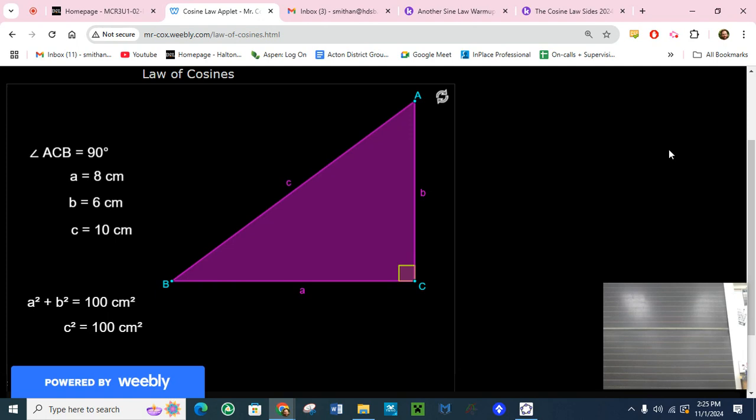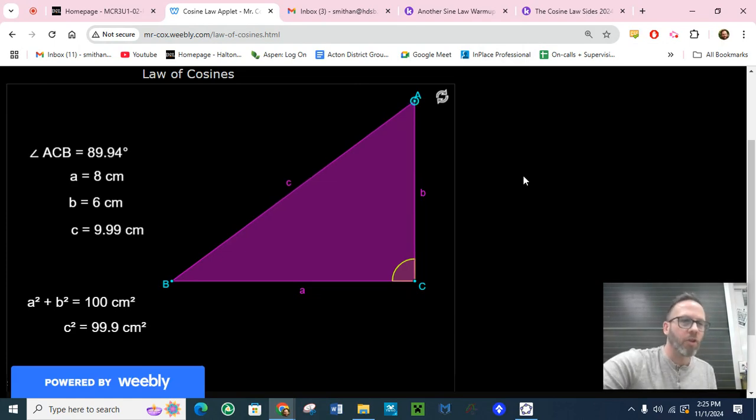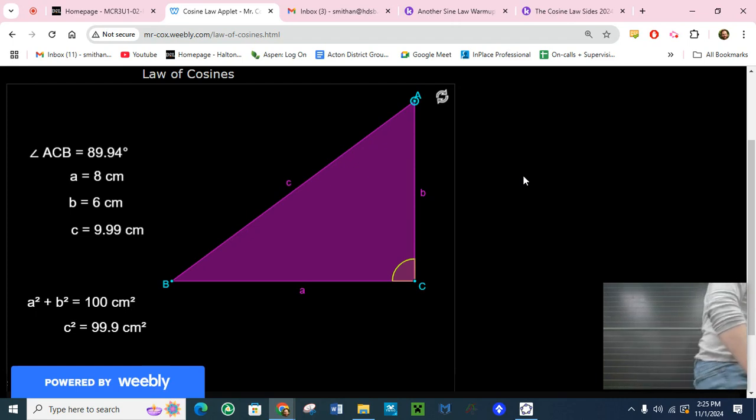Now, the question for today is, what happens when the angle is not 90, but really, really close to 90? Kennedy, Richard, you with me? This is new stuff for you guys. What happens when the angle is close to 90, but not quite 90? So I'm going to take my point A and just drag it a little bit. See, it's not a perfect right angle triangle anymore. The angle is 0.06 degrees off of being a right triangle.